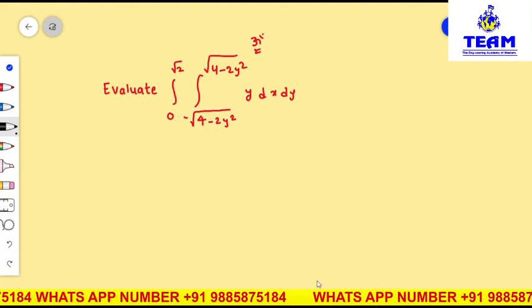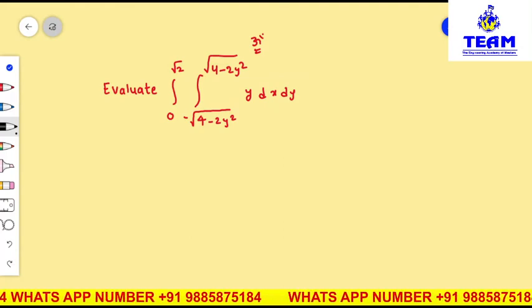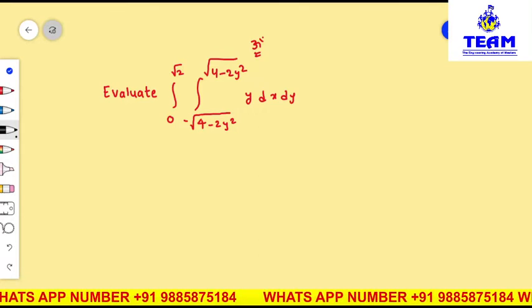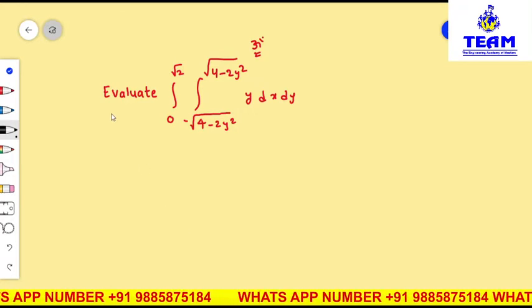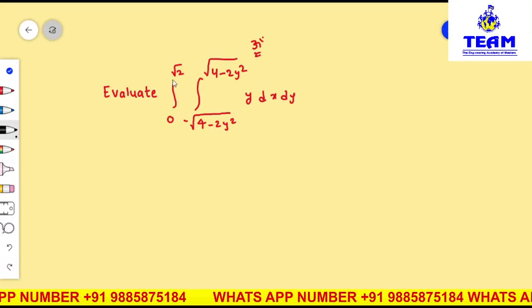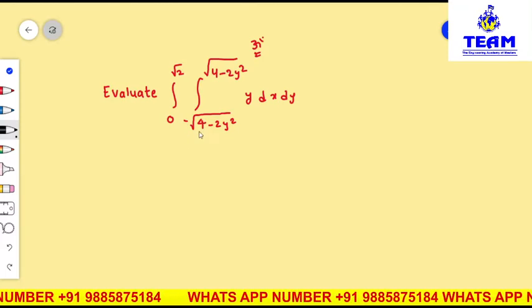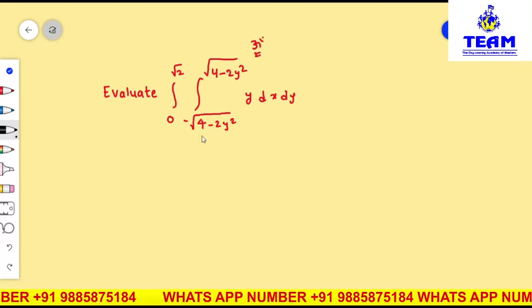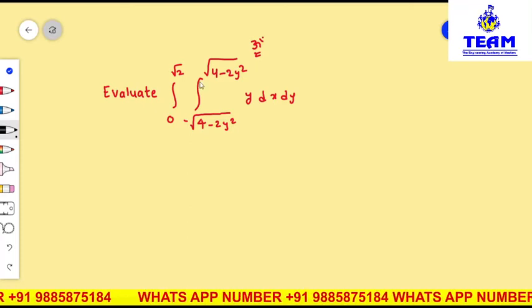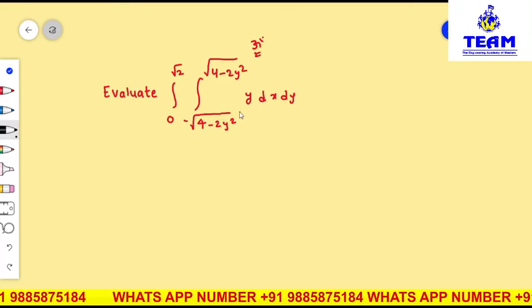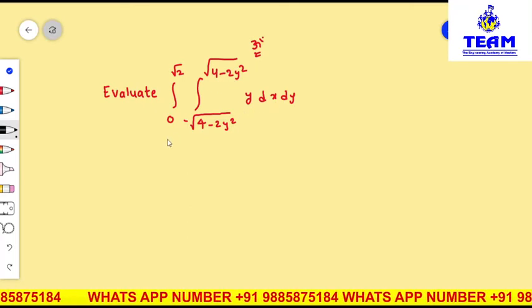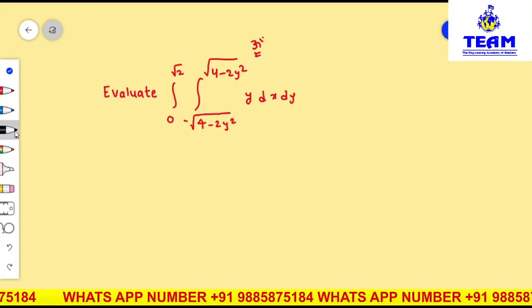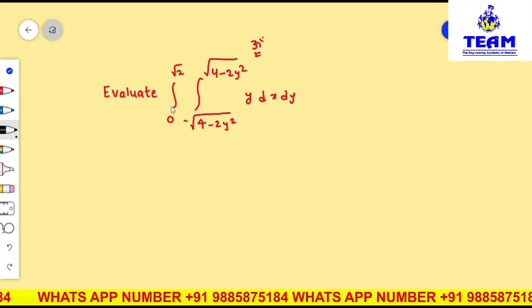Hi friends, in this video we are solving a problem on multiple integrals. The given problem is: evaluate the integral from 0 to root 2, integral from minus square root of 4 minus 2y square to square root of 4 minus 2y square, y dx dy. By observation we can say this problem is a double integral.